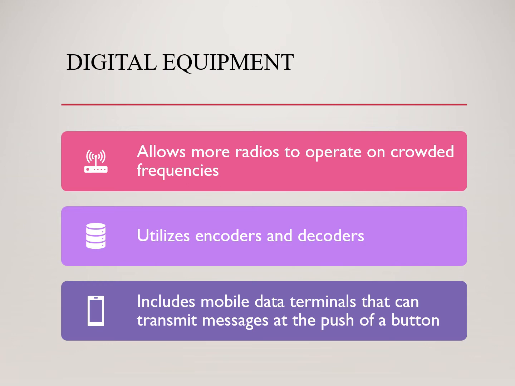You're talking into your phone and it is putting in a text of information. It is taking what you are saying and putting it into digital data that you can send. So encoders and decoders: it's taking your message and breaking it down into a digital form where it can send. A decoder will break it back down and turn it back into your message. Now, it includes mobile data terminals that can transmit messages at the push of a button.